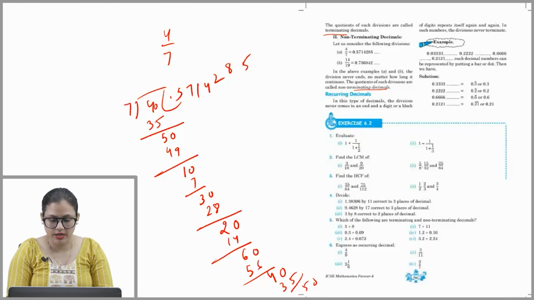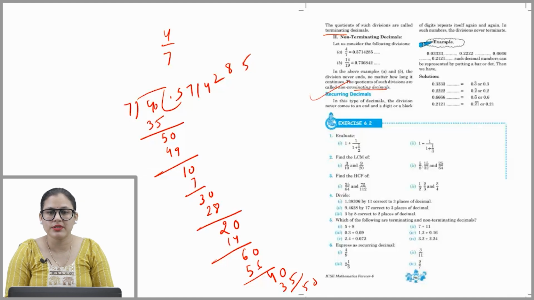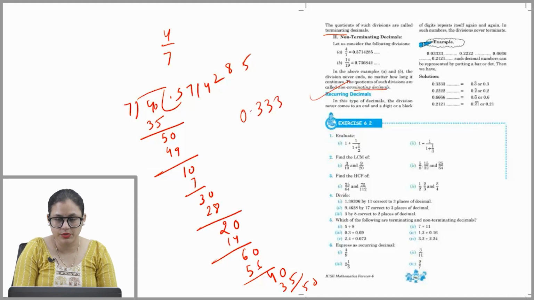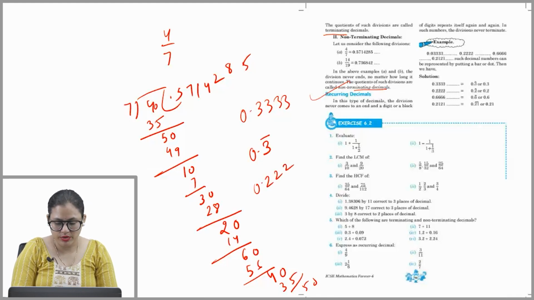Okay. Next, recurring decimals. In this type of decimals, the division never comes to an end and a digit or a block of digits repeats itself again and again. In such numbers, the division never terminates. Okay. These decimal numbers can be represented by putting a bar or dot. For example, 0.333333. So you will write 0.3 and then you will put a bar. Okay. 0.222. What will you do? You will put a bar. Or you can write 0.2 only.